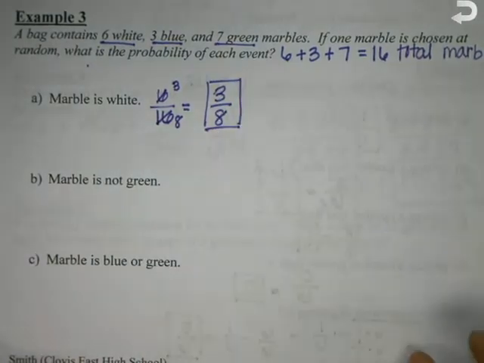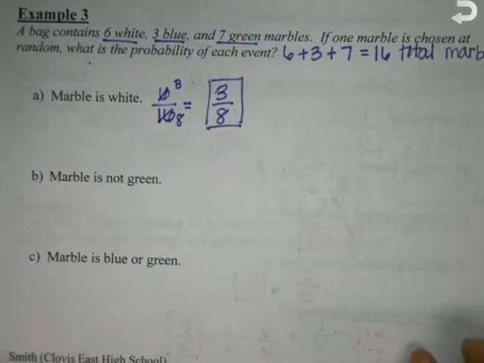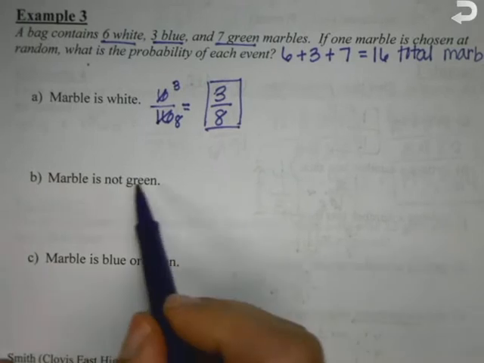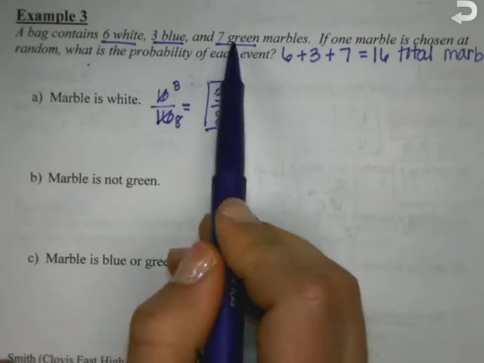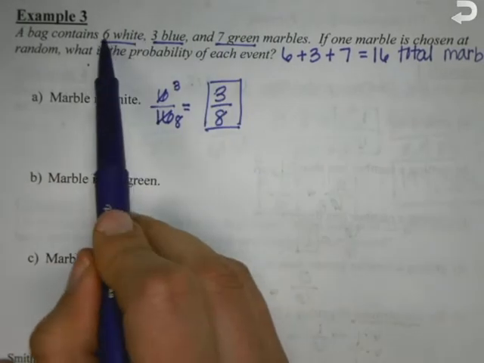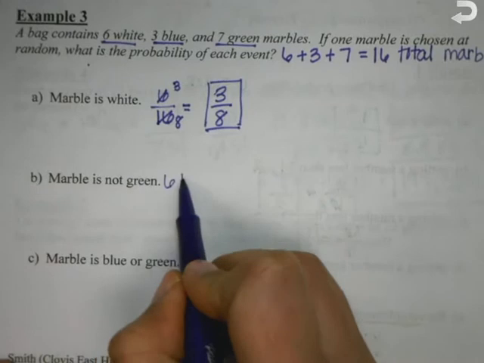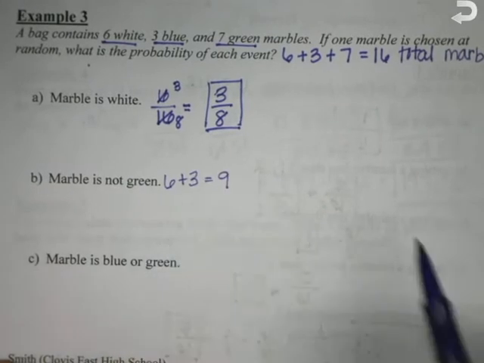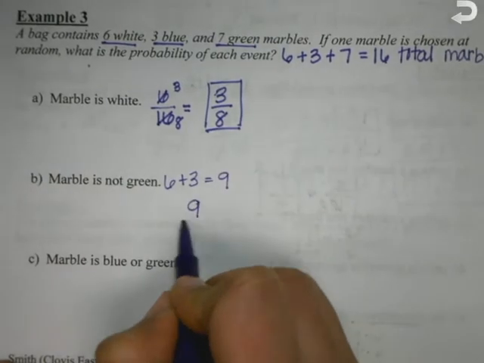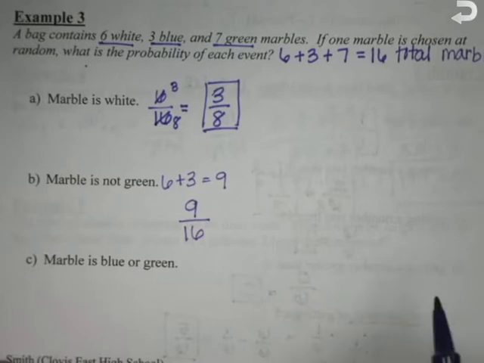Okay, the probability that the marble is not green. So there are 7 green marbles. We only want a white or a blue marble, so that gives me 6 plus 3, which is 9. So the probability is 9 out of 16, which does not reduce at all, so that is your answer.